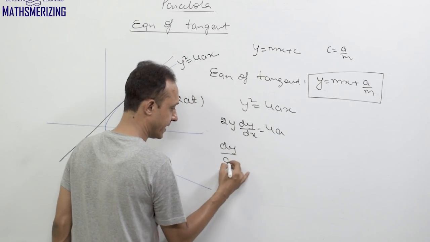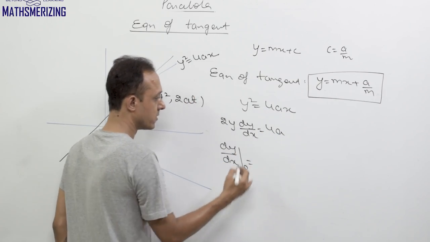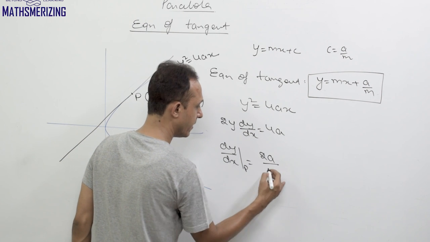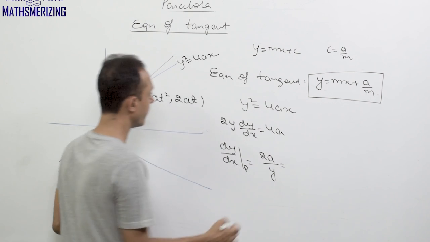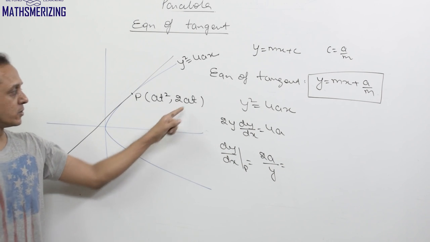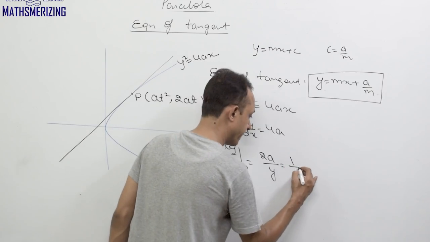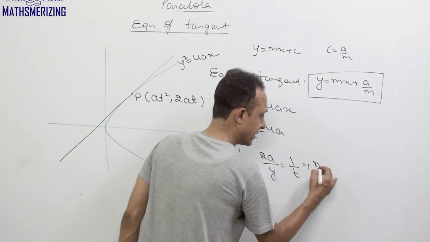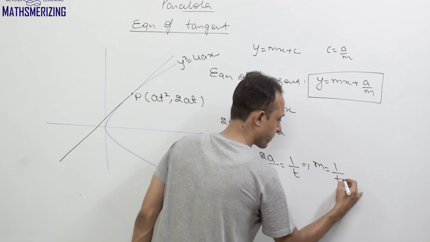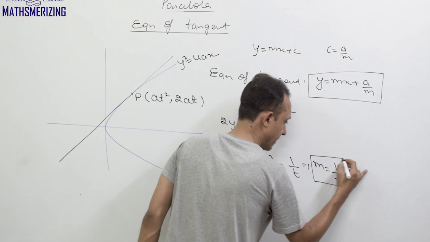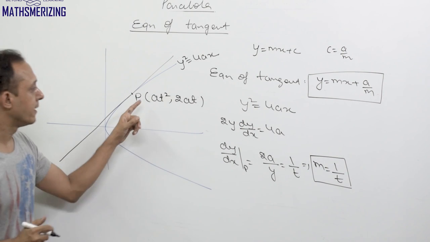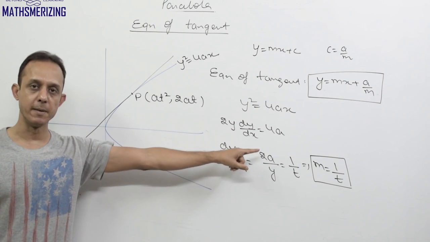So we'll find dy by dx at this point P. So dy by dx at this point P will be 2a upon y. And what is the value of y? Y in this case is 2at. So it will simply be 1 upon t. So that means slope of tangent at any point (at square, 2at) will simply be 1 upon t.